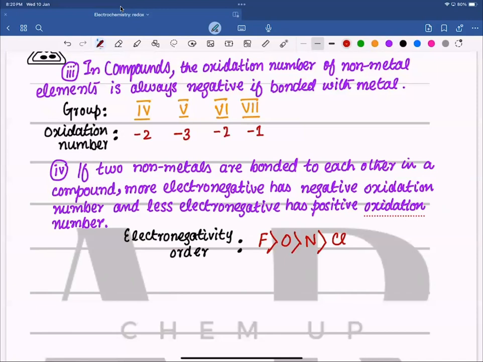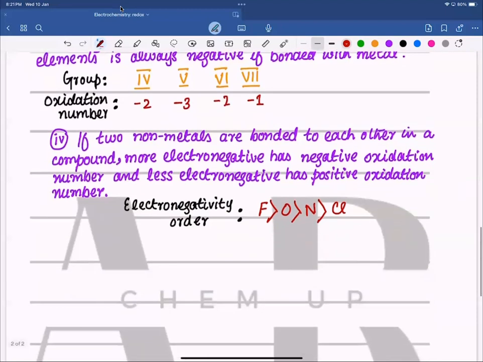So in the presence of fluorine, if fluorine and oxygen are bonded, then oxygen is going to have a positive oxidation number. In the same way, when oxygen and nitrogen are bonded, then nitrogen is going to have a positive oxidation number and oxygen has a negative oxidation number. Is this point understandable? Yes, is this point clear to all of you? Yes, sir.